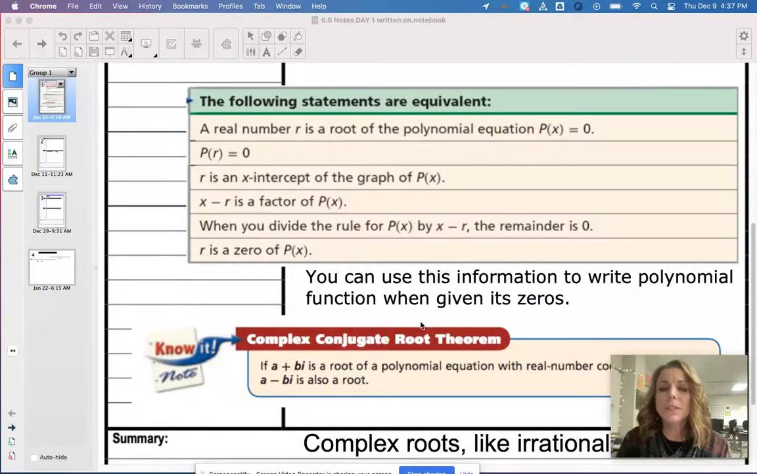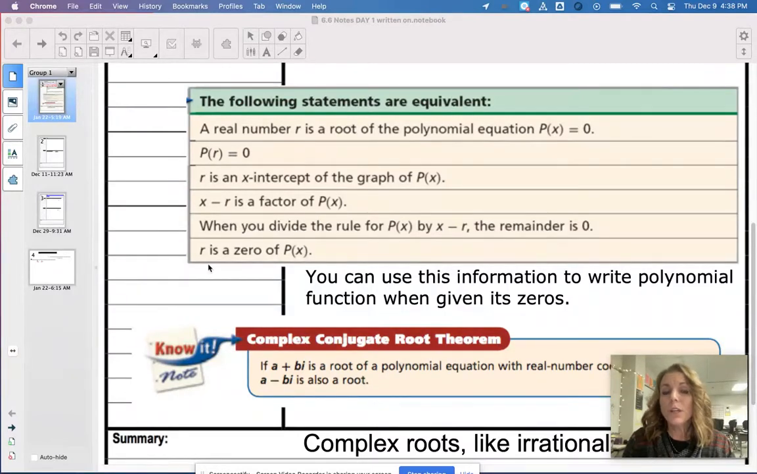Here is a table of statements that are equivalent to each other. A real number r is a root of the polynomial equation when you set the polynomial equal to 0. If you take that root and plug it back in for x, you're obviously going to get 0. That's what p of r equals 0 means. R, in addition to being called a root, is also an x-intercept of the graph of p of x.